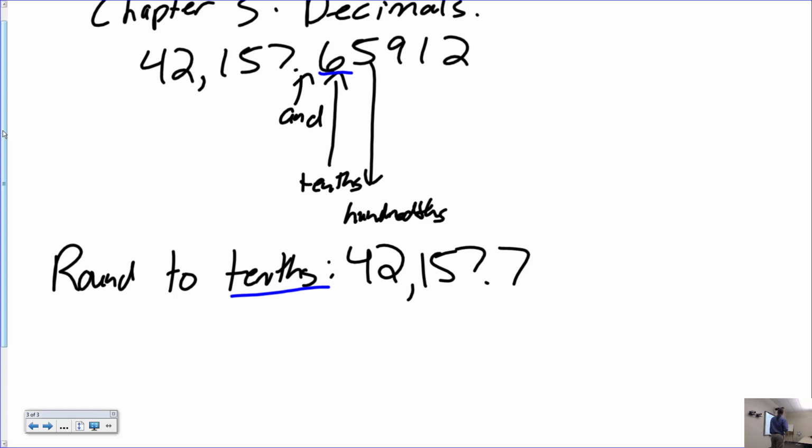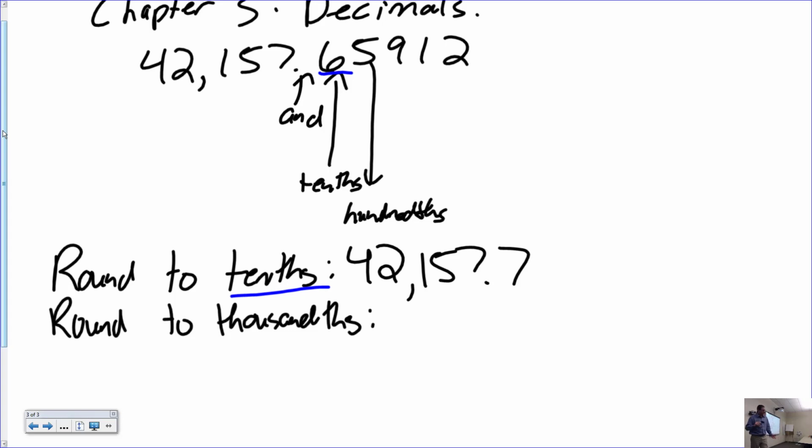All right? So, if I ask you to round to the thousandths, so again, go to the thousandths place and do the same thing, okay? Do not let the answer before you confuse the answer you're finding now, though, okay?